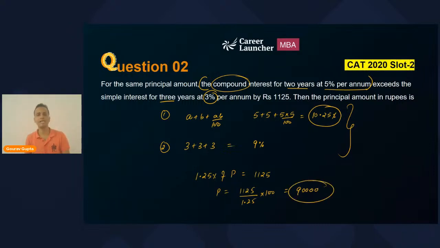All right. So 90,000 is the correct answer. I don't know which method you have used, but the method that I have just now told you is the most efficient, the fastest method to handle this question.